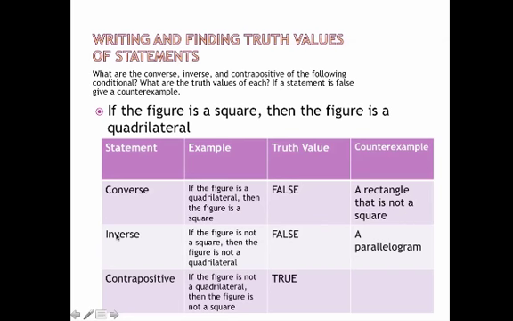The inverse then is going to be: if the figure is not a square, then the figure is not a quadrilateral. We negated both the if and then statements of the conditional. That is also going to be false. A parallelogram is not a square, but it is a quadrilateral. And then finally the contrapositive, remember, is taking the converse and negating both parts. So if the figure is not a quadrilateral, then the figure is not a square, and that would actually be true. So we don't need to come up with a counterexample.